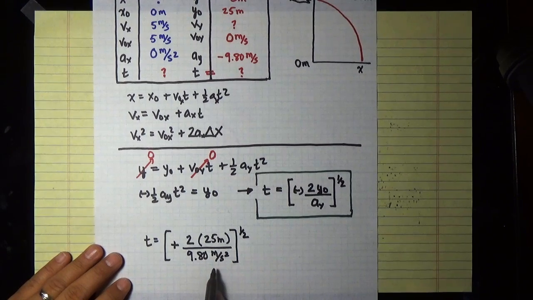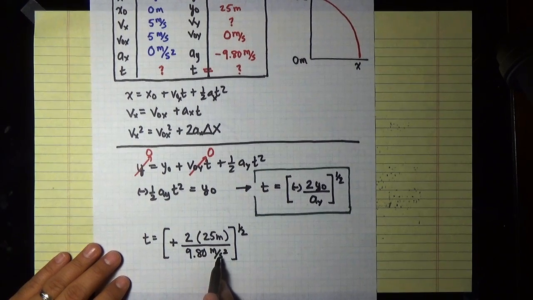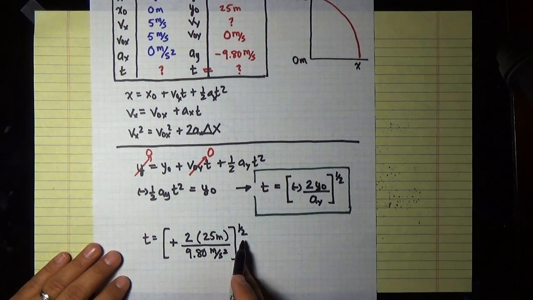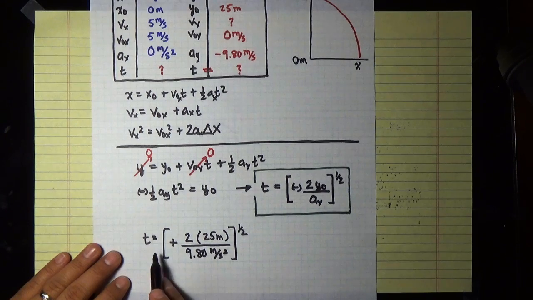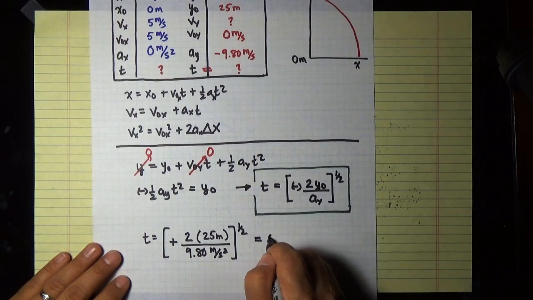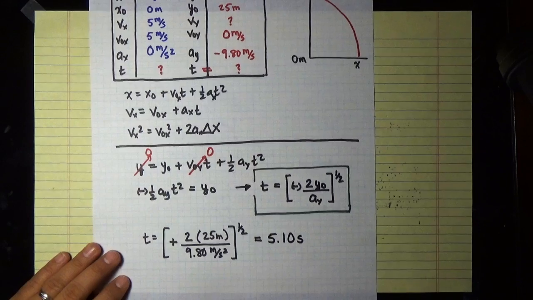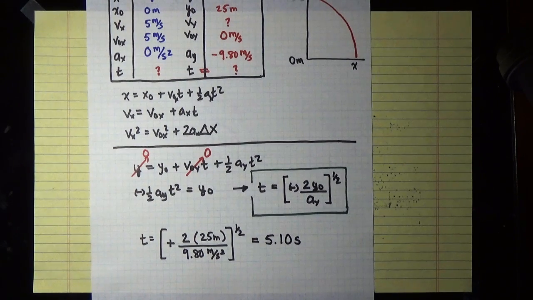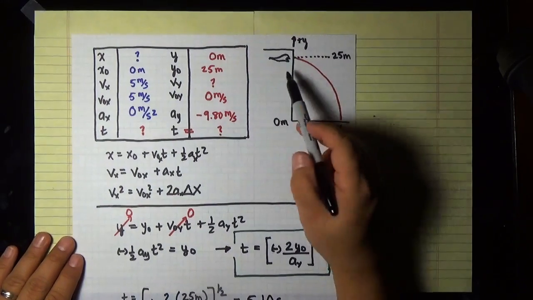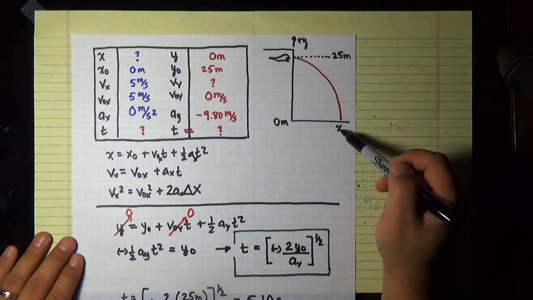If I look at the units here, I see that the meters are going to cancel and I'll be left with units of seconds squared inside the square root, which when I take the square root will be seconds, which is exactly what I expect for time. And so if I work that out, I find that the time is 5.10 seconds. So that is the time that it takes from the moment the monster emerges from the cliff face to the time that it impacts the ground.